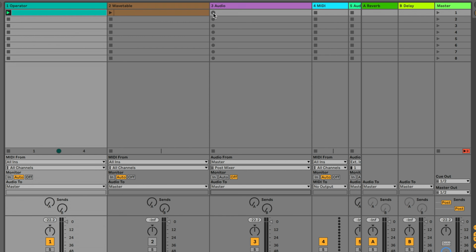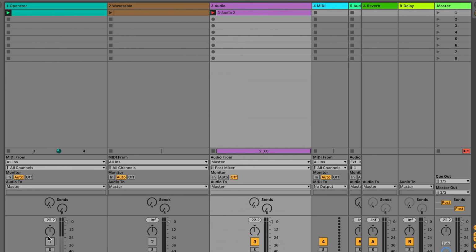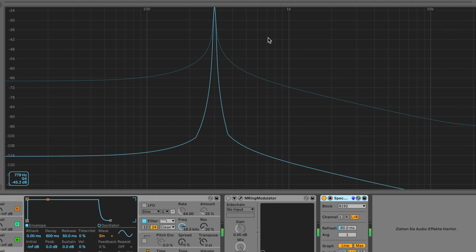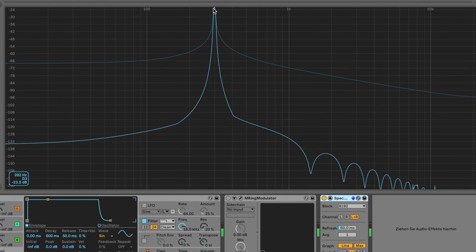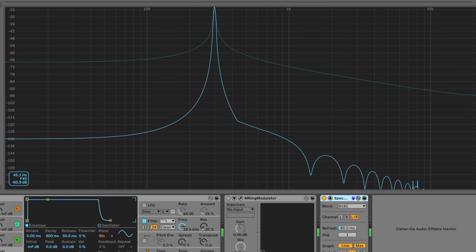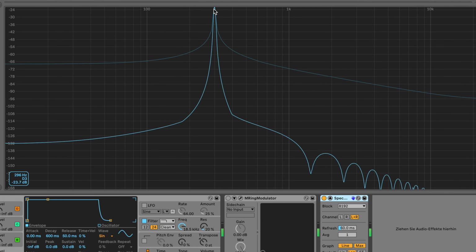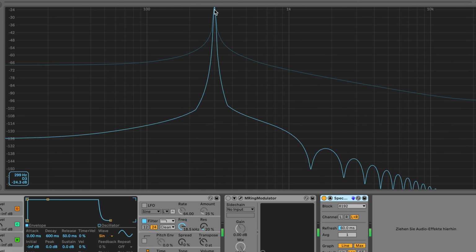For this one I'm using Ableton and Ableton's internal Operator as well as a ring modulator VST. Let's check it out. Here we have the plain sine wave on 300 Hertz, roundabout. Here we can see the peak is almost at 300 Hertz.